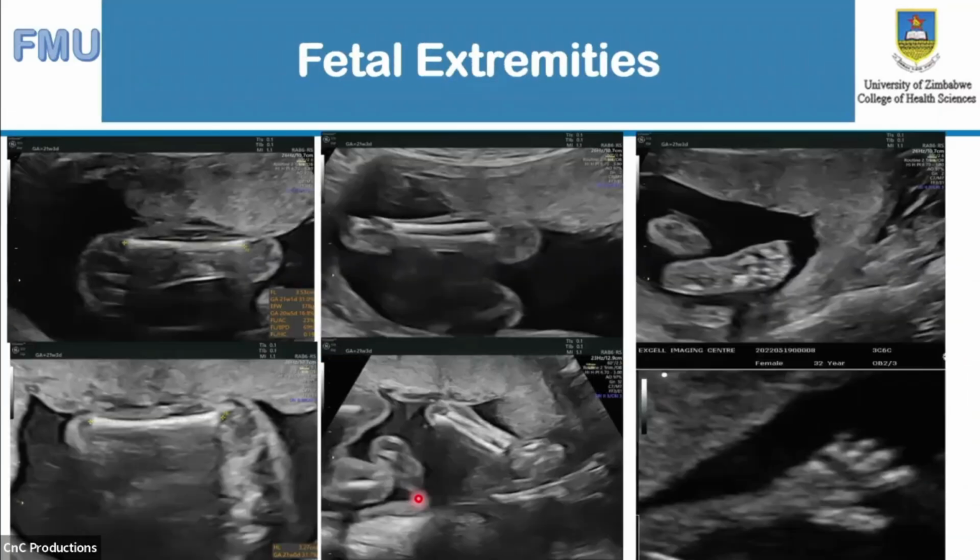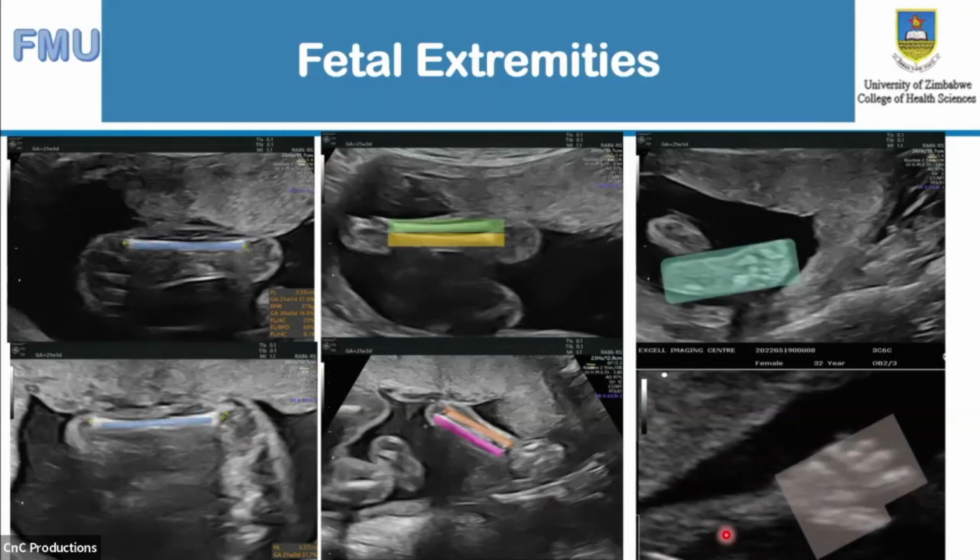Then from there we assess the extremities, so you should assess the femur and measure the diaphysis, excluding the epiphysis. Then you should see the tibia and fibula, the foot, the radius and ulna, the humerus, and also the fetal hands should be documented.